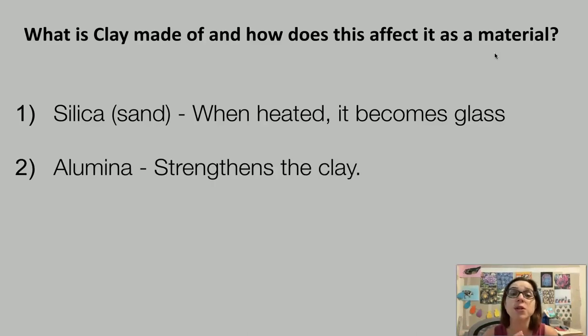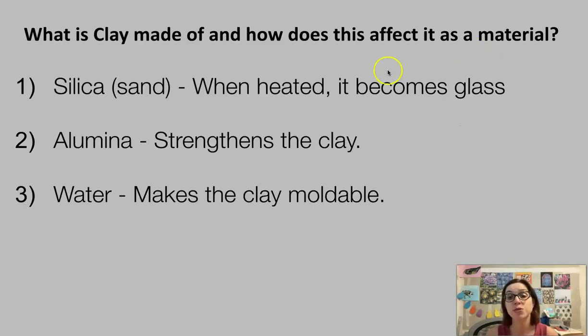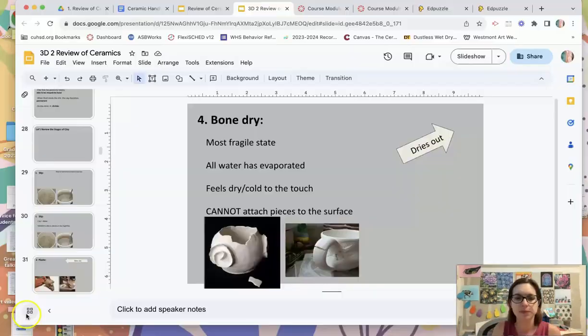Clay also includes alumina. This strengthens the clay. And it also includes water. This makes the clay moldable and malleable. You might remember that our clay sometimes includes grog. Grog is actually fired bits of clay that's added, and that makes the clay stronger. So this is a very basic list of materials that create clay, but there's obviously some other components involved.